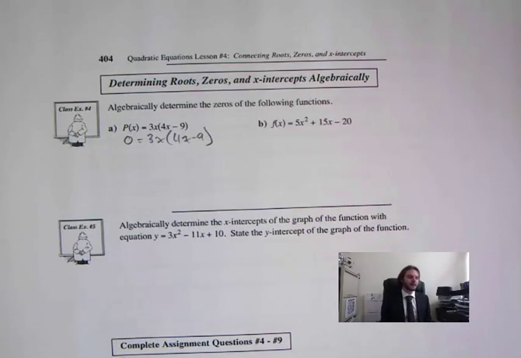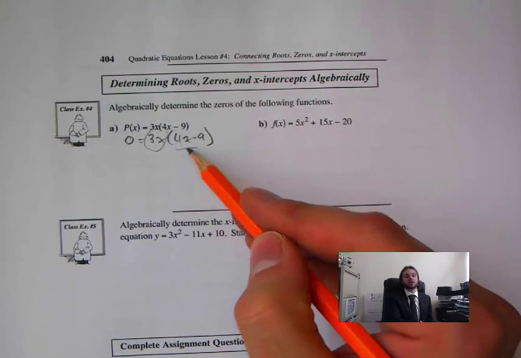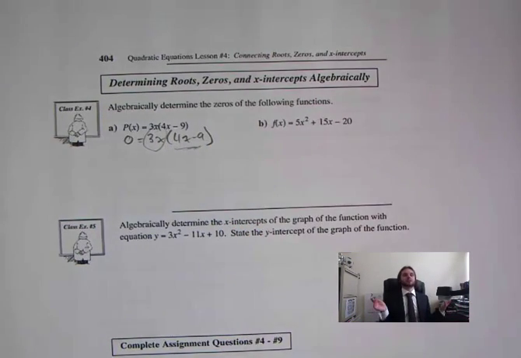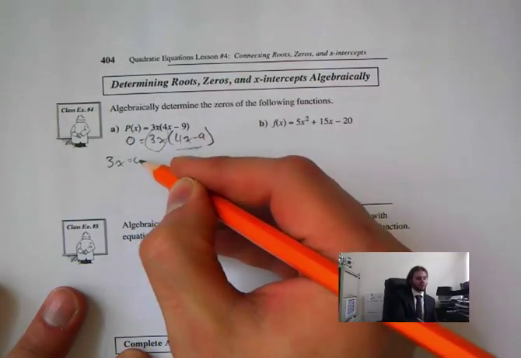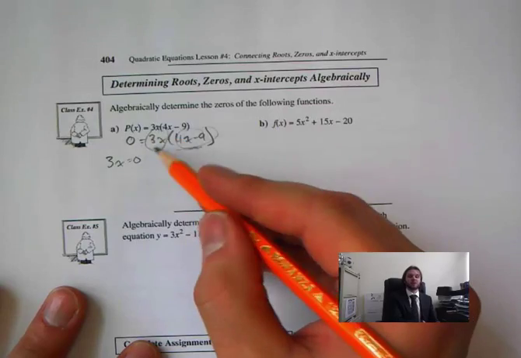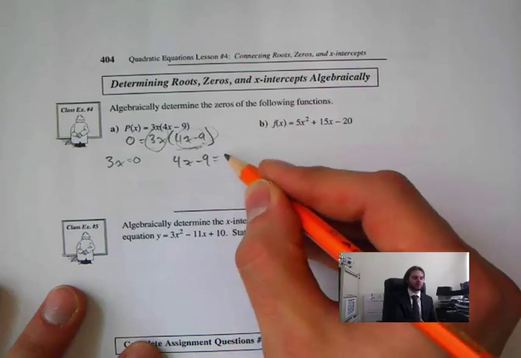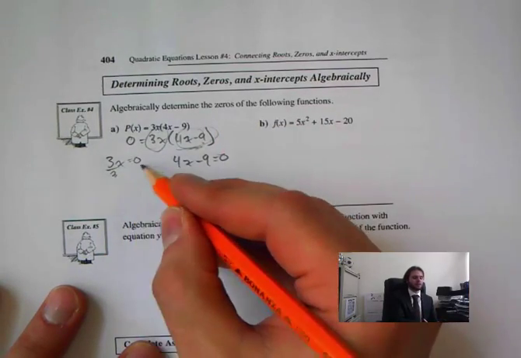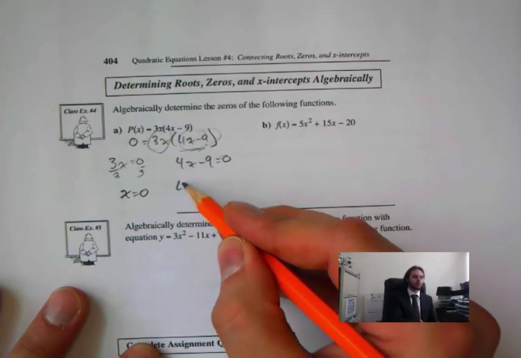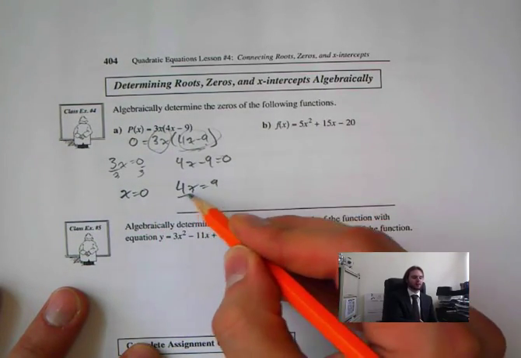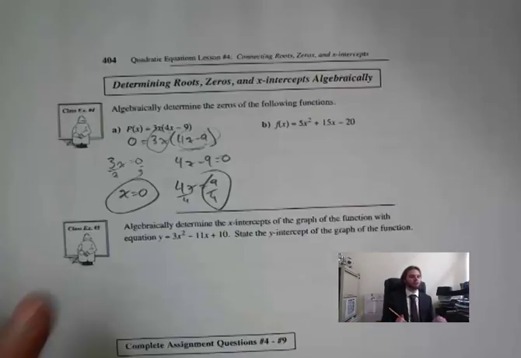Now, looking at this, if this here is equal to 0, that would be 0 multiplied by whatever number that is. Doesn't matter what that number is, because 0 multiplied by anything is 0. So I could have 3x equal to 0, or I could have 4x minus 9 equal to 0. So I solve, divide by 3, that's just going to be x is equal to 0, and for this one, 4x is equal to 9, divide by 4, I get 9 over 4. So these are my 2 zeros.